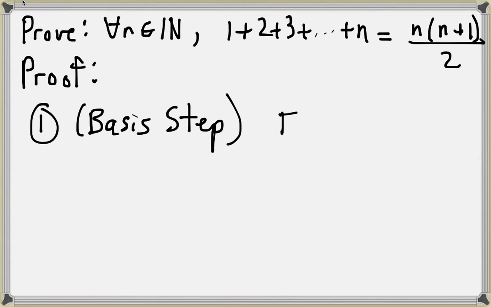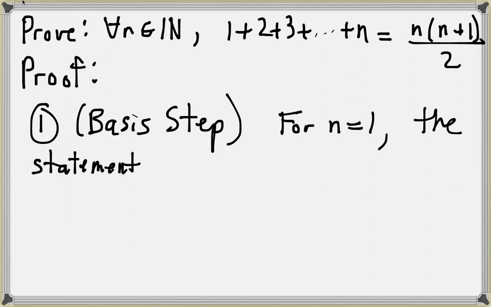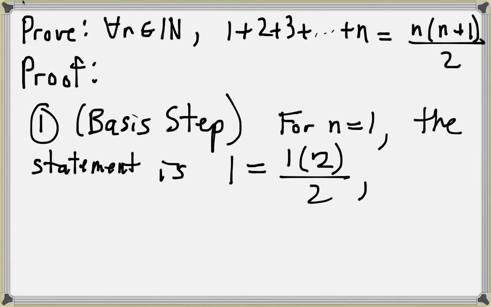Well, for n equals 1, the statement is, on the left hand side, just this: there's only one sum, the number 1. On the right hand side, the formula would be 1 times 2 divided by 2. Well, 1 does equal 2 divided by 2. So the first statement is true.